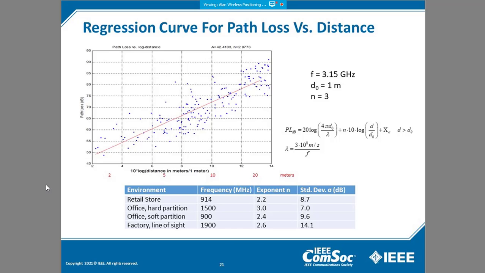Another question. Just to confirm, in the TDOA method, only the fixed nodes need to be in sync. The object doesn't need to sync with any of them. That's exactly correct. In the TDOA method, the fixed nodes have to be, the clocks have to be synchronized, and the object clock does not have to be synchronized. That's correct.